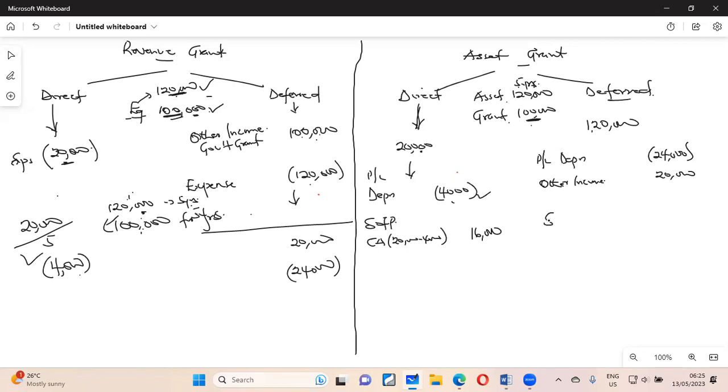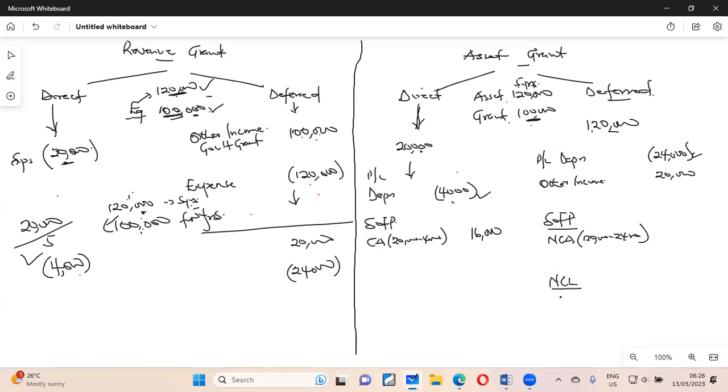But in the SOFP, the changes happen so that the NCA, the carrying amount of the NCA will be what? Will be 120,000 minus 24,000. So please give us the figure, the cost minus the depreciation. Then in the NCL, you would defer the balances of the grants.